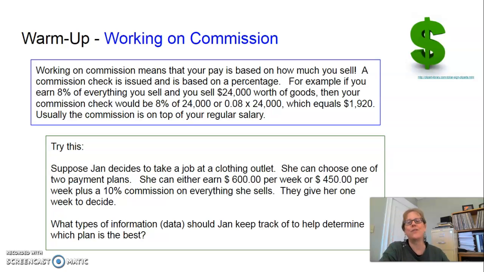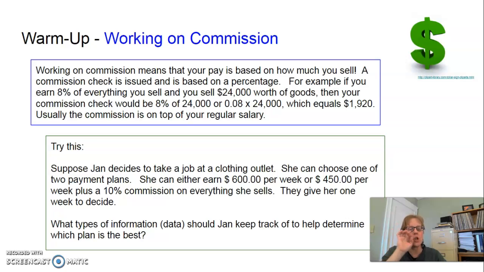Usually the commission is on top of your regular salary. It's kind of great if you're a really good salesperson. Usually your employer makes this worth your while. Car salesmen often work on commission, so that's why they want to sell cars so badly, because then they make more money. A lot of people who work in sales work on commission. So let's try this problem together.